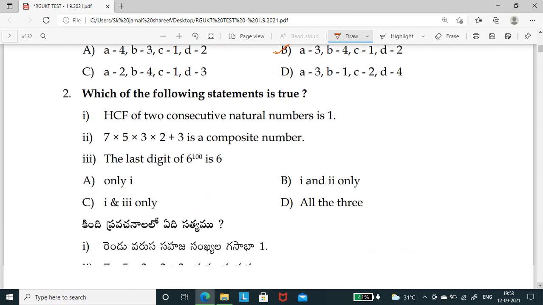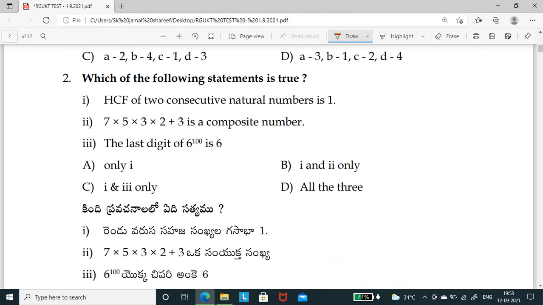Next, question number 2. Which of the following statements is true? He has given 3 statements, and among these we need to say which statement is true and choose from the options. HCF of two consecutive natural numbers is 1. Of two consecutive natural numbers, one will be odd and the other even, and the HCF of an odd and an even number is always 1. Hence it is true.